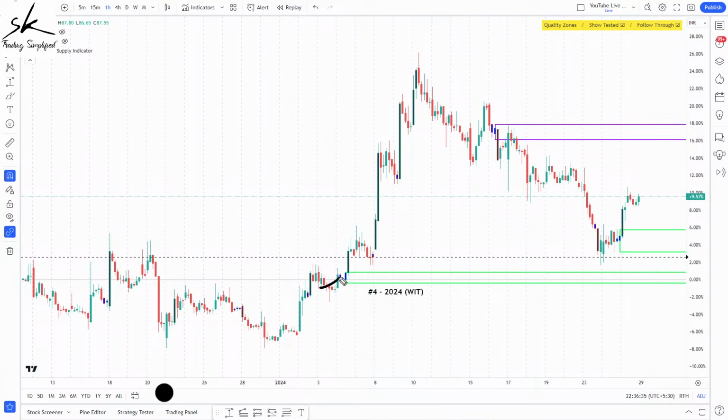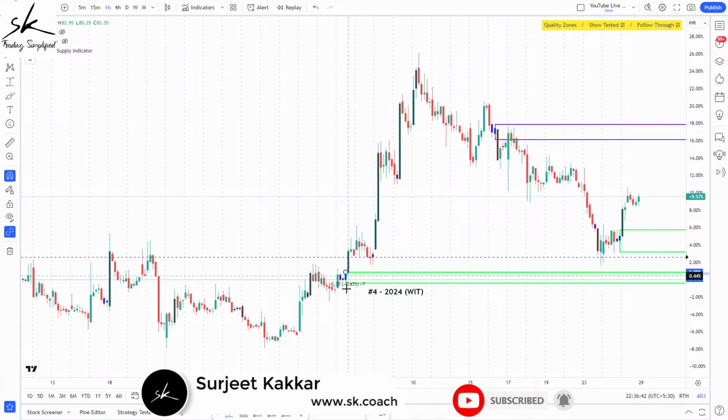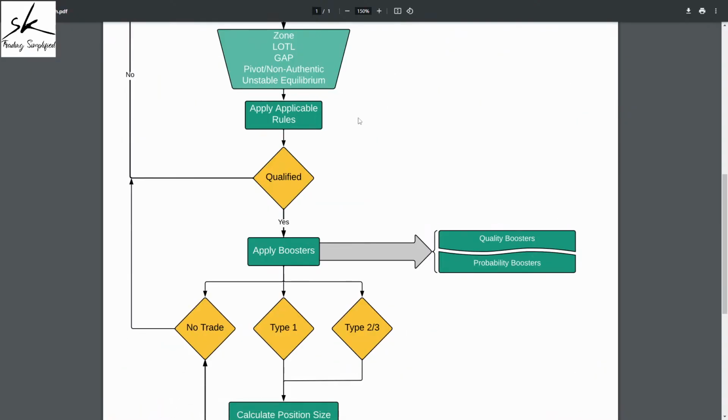Now, where is the next demand area? The next demand area is right here. So let's mark this one. And then let's also check all these conditions. So again, the very first one is level on top of level. And how do we verify that?